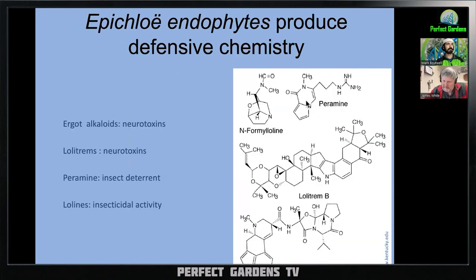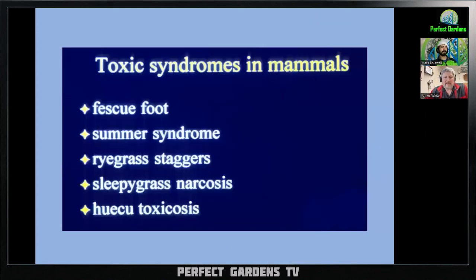But these epichloë endophytes are producing these chemicals. And these are different ones: peramine, lolines, lolitrem, ergovaline. Ergovaline is one of the ergot alkaloids. Lolitrem is another animal toxin. And peramine is an insect toxin, and the lolines are also thought to be insecticidal, but they tend not to be toxic to animals. These two, the lolitrems and the ergot alkaloids, the ergovaline, definitely affect animals.